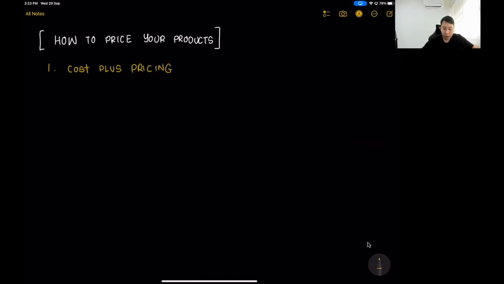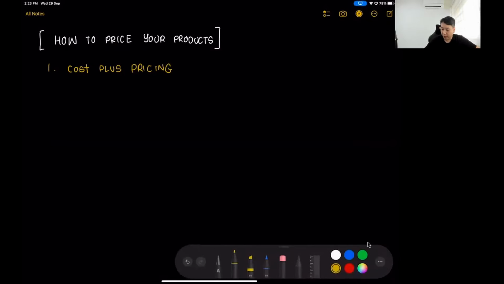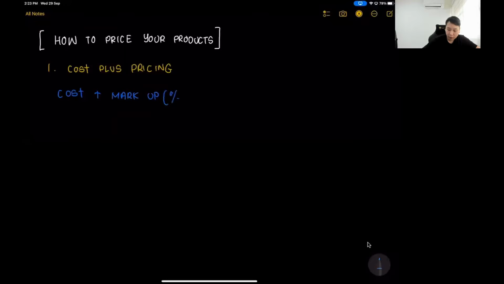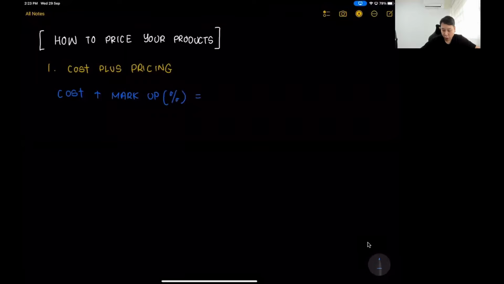All right, so what is cost plus pricing? Basically, in simple terms, it is your cost plus markup. Now, this is your total price. This is a very common way of pricing your product. This is a method we call cost plus pricing. Basically, you have your cost of the product plus a certain markup, and then you get your price.